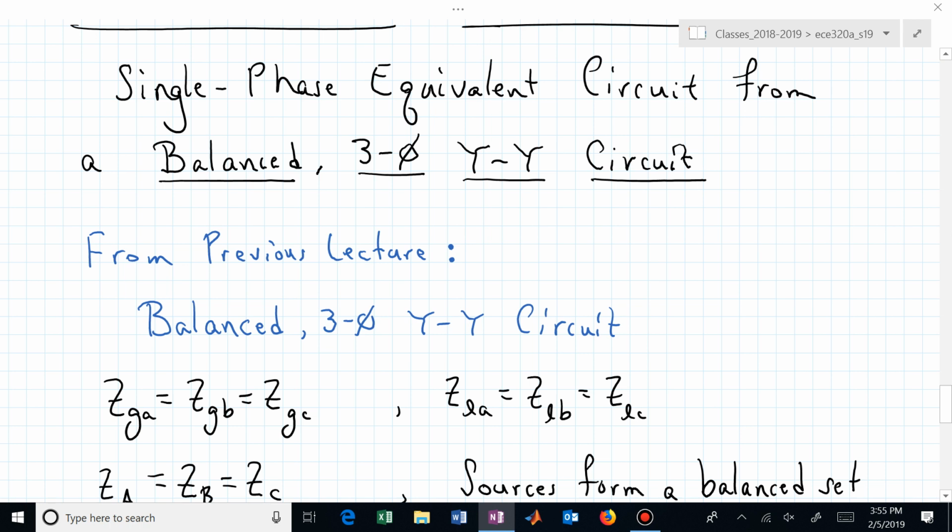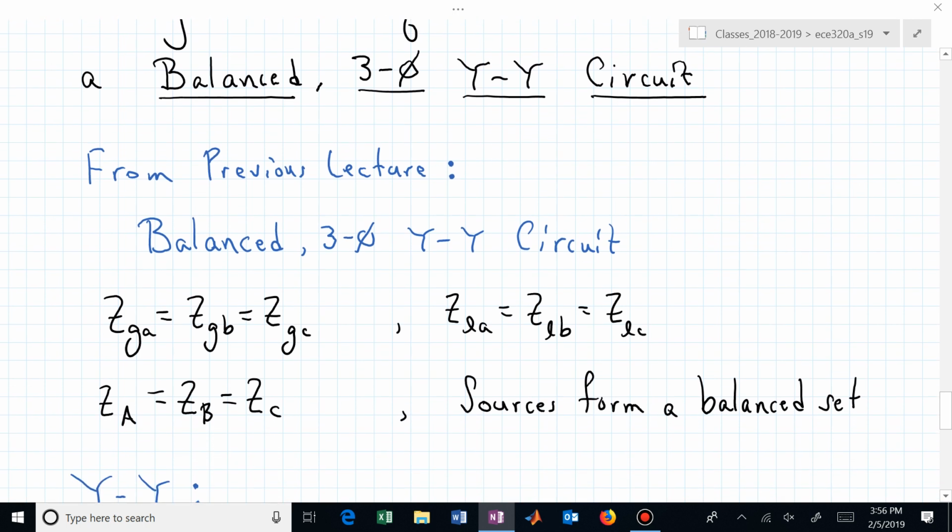Now let's talk about extracting, really simplifying this three-phase system to a single-phase equivalent circuit so that you can now find these voltages and currents in one phase. And once you have them, if everything is balanced, you know how to find the other currents and voltages for the other phases. They're the same magnitudes, just differing by 120 degrees, depending on whether it's a positive phase sequence or a negative phase sequence, how the ABCs and the ACBs are related.